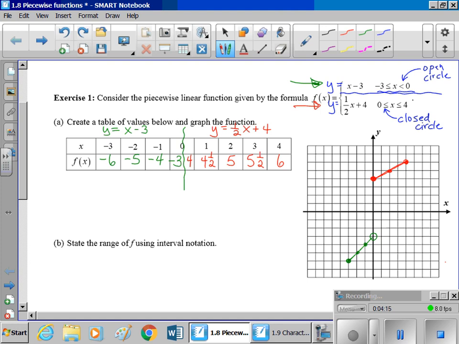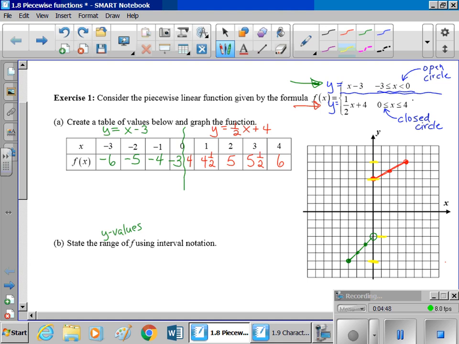Kind of funny looking, right? But it's a piecewise function. State the range of f. So the range are the y values using interval notation. So basically, the y values go from here to here, and then again from here to here. So we're going to need an and in this one, which we haven't really seen before.